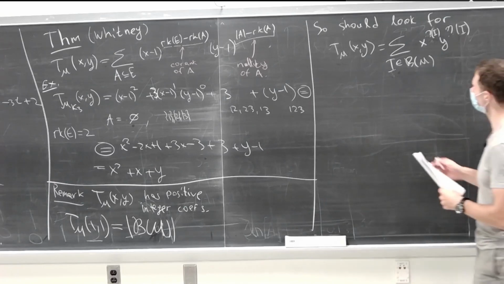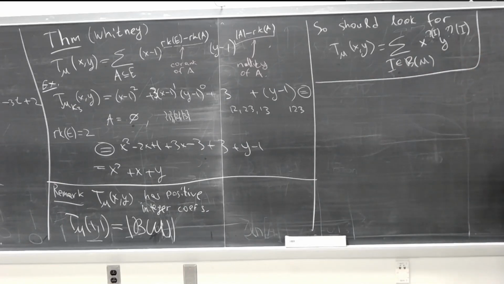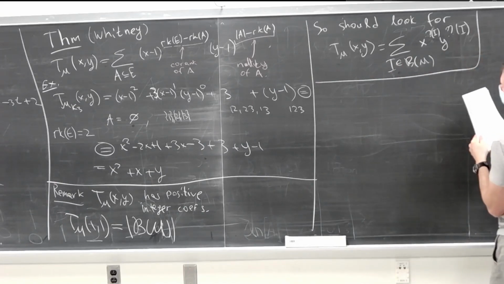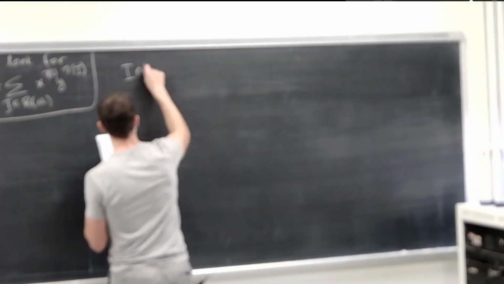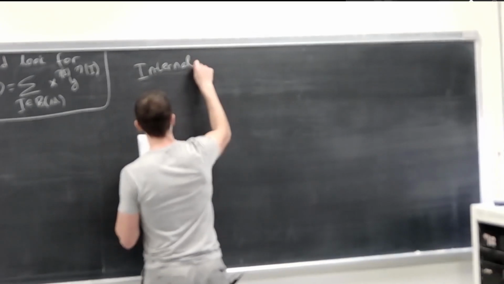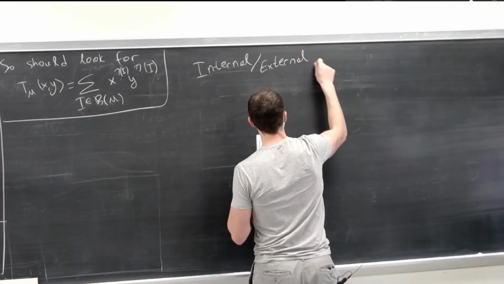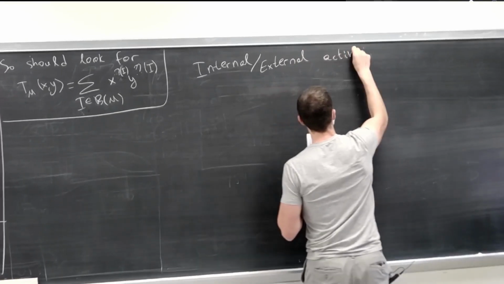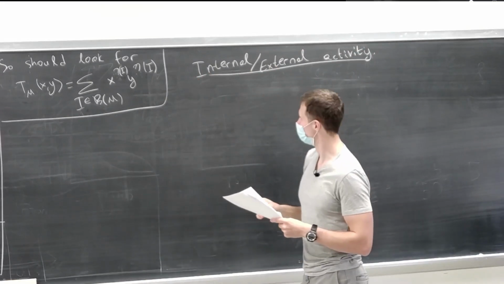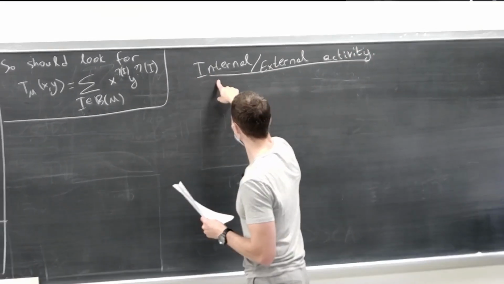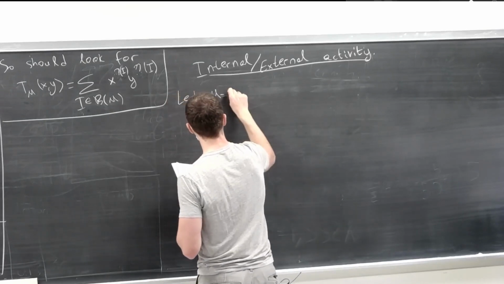Well, I'm going to tell you a formula like this. But it's going to be slightly unexpectedly weird, but interesting. So it's going to be in terms of what is called internal and external activity. Why is it going to be weird? So let's say you take a matroid.